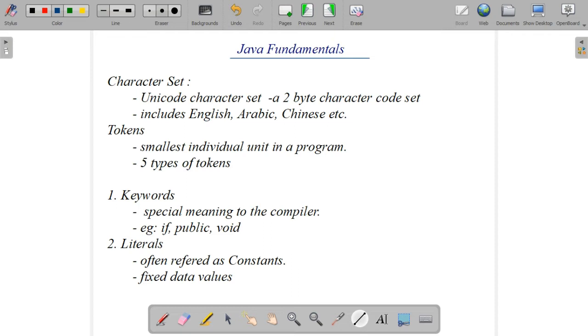There are 5 types of tokens. The first ones are keywords, identifiers, literals, like these 5 types of tokens. So the first one is keyword. What is a keyword? When we are writing a Java program, you know well how to write the keyword import, how to write the keyword class, or how to write the keyword public static. Those are all keywords.